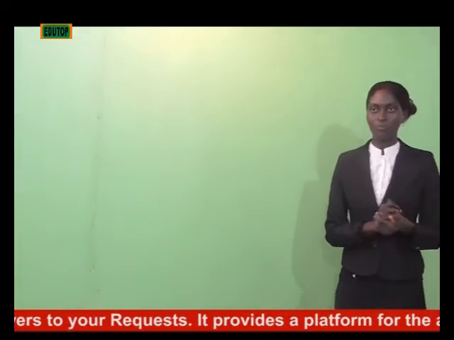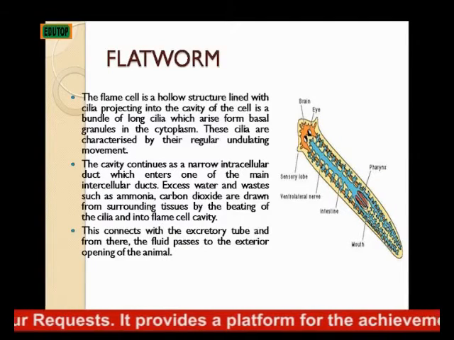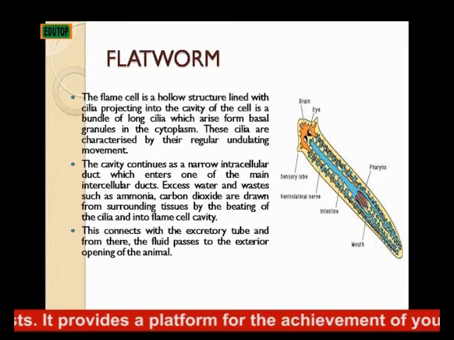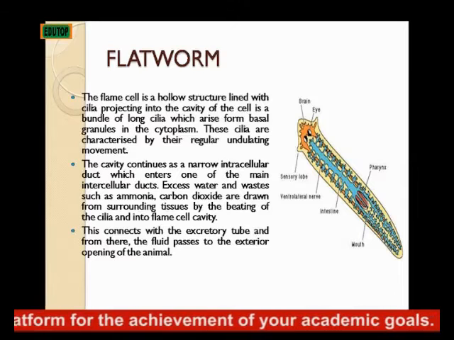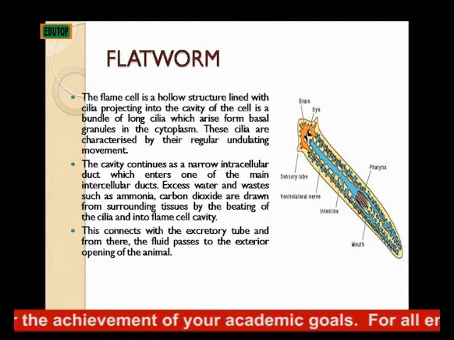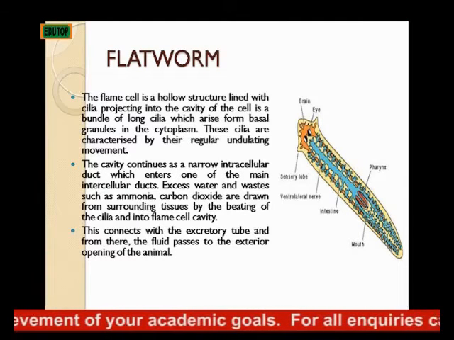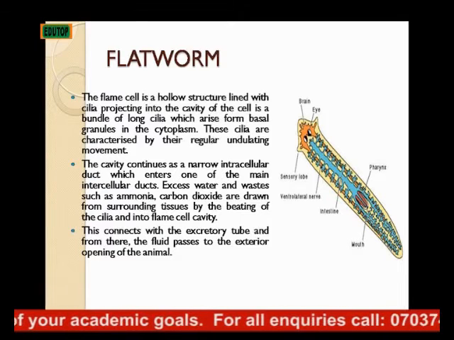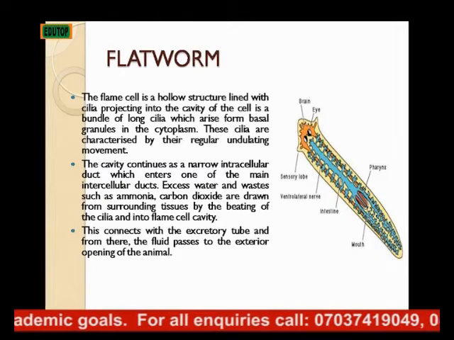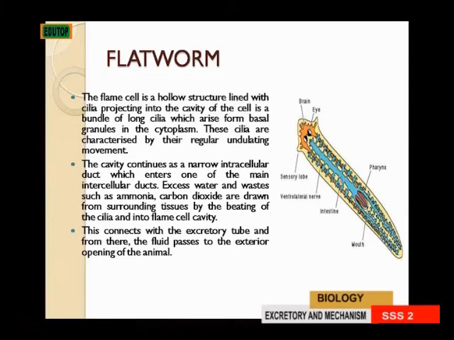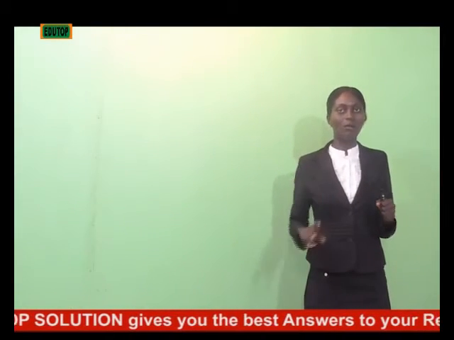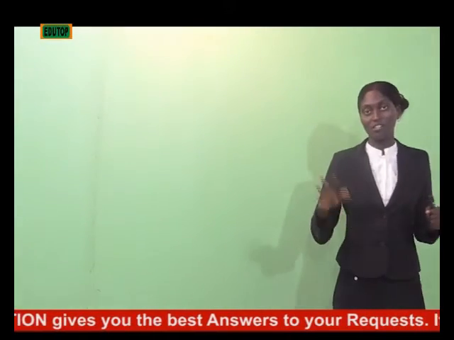Then in flatworm, the flame cell is the excretory organ. It is a hollow structure lined with cilia projecting into the cavity of the cell. Then it has a bundle of long cilia which arise from the basal granules in the cytoplasm. The cilia are characterized by their regular undulating movements. Cilia undulate and beat the surface of the water.